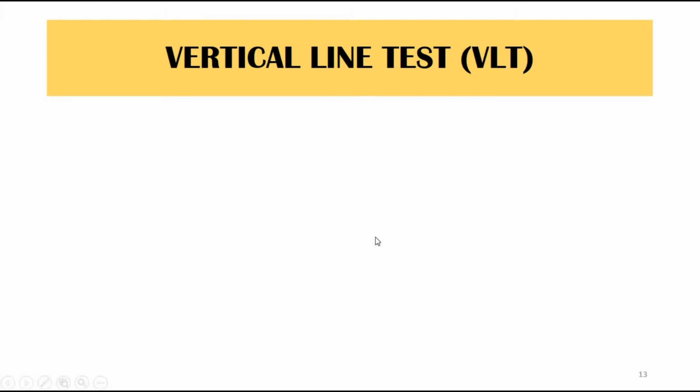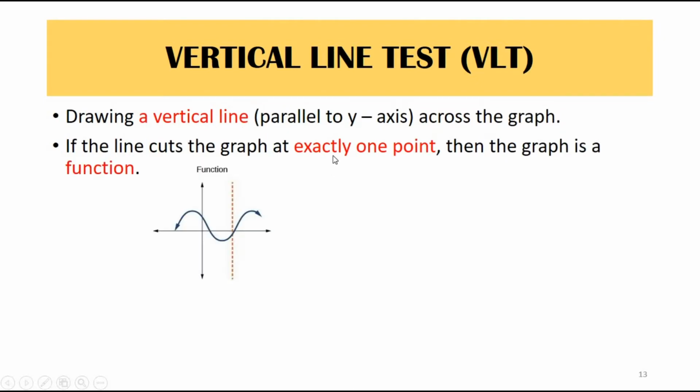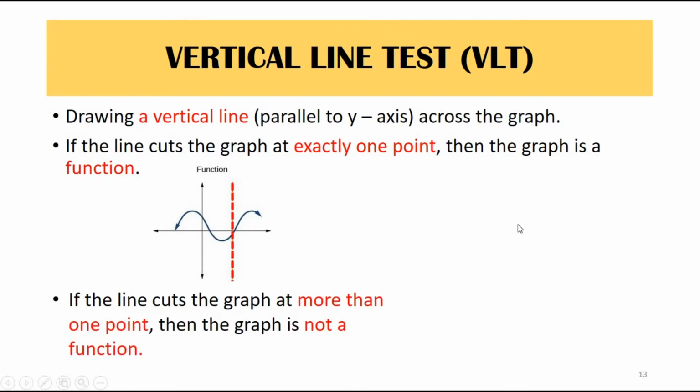Graphically, we can use the vertical line test to determine a function. By drawing a vertical line parallel to the y-axis across the graph, if the line cuts the graph at exactly one point, then the graph is a function. But if the line cuts the graph at more than one point, then the graph is not a function.